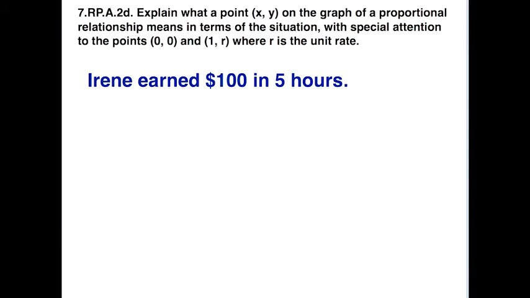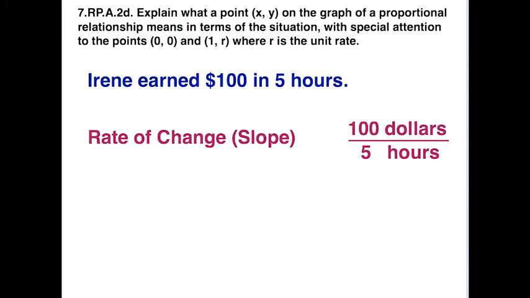Let's look at this context. Irene earned $100 in 5 hours. Our rate of change, or the slope, is going to be $100 compared to 5 hours. So in other words, for every change of 5 hours, we have a change of $100.